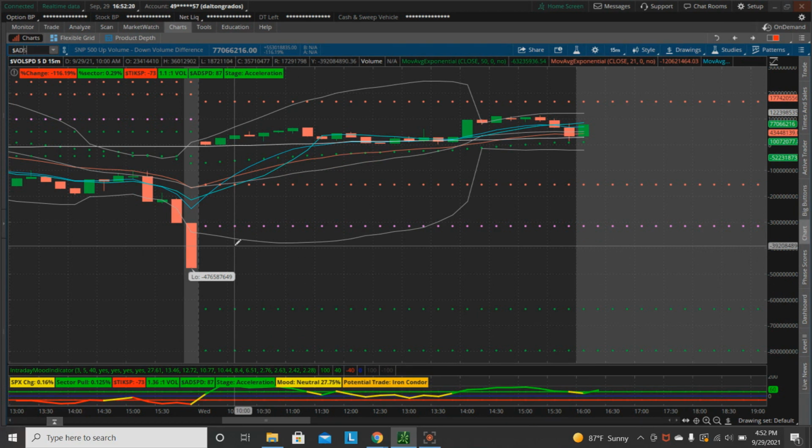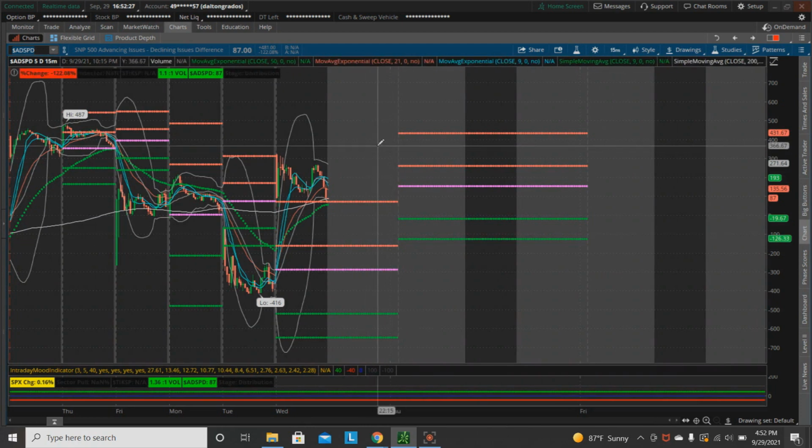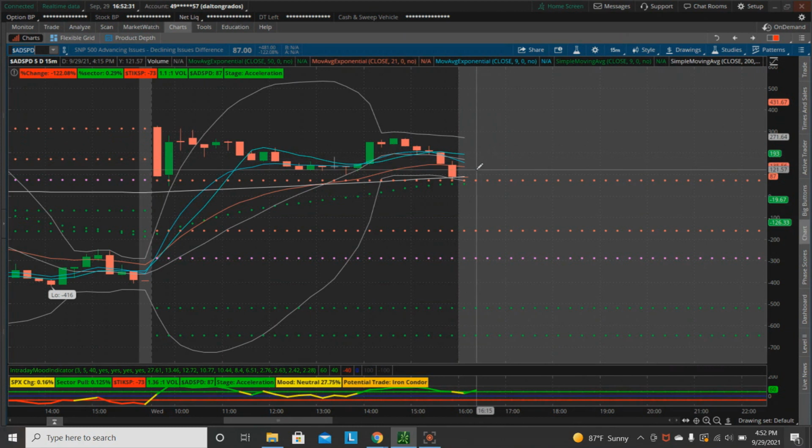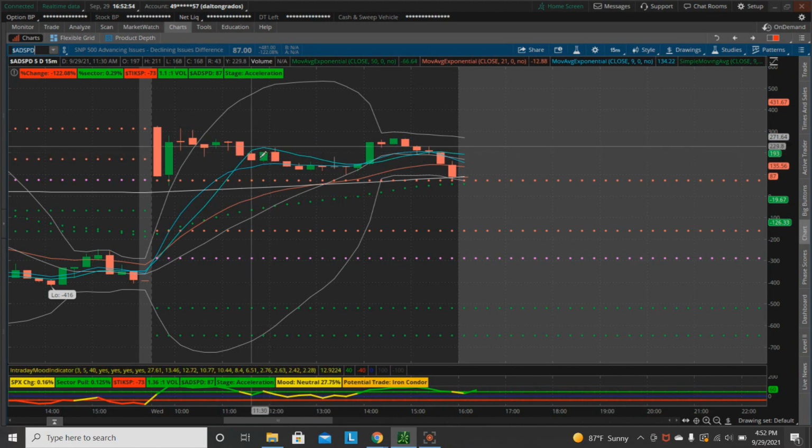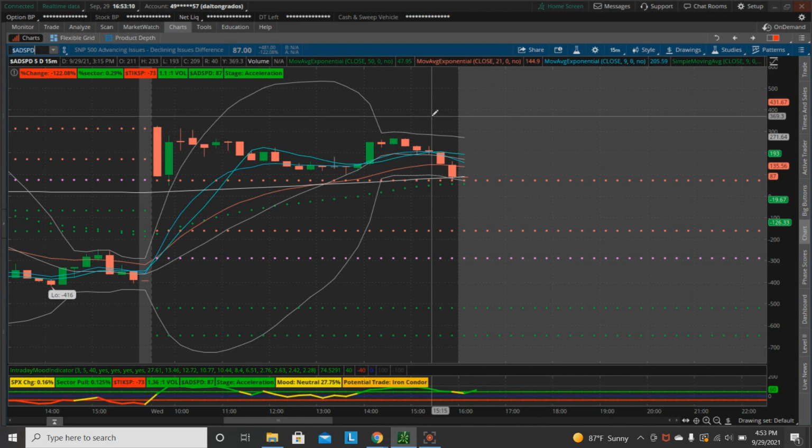The next one is the advancing declining line. That is $ADSPD. And this is the difference between stocks that are advancing versus stocks that are declining. Today was a pretty choppy day in the S&P. There are 500 stocks in the S&P, so it's the ones that are moving up versus the ones that are moving down. How many? I think most of the day we were around positive 150 to 200, which is bullish. We had more stocks moving up than moving down. And of course, the number indicates strength. So we ended the day with 87.